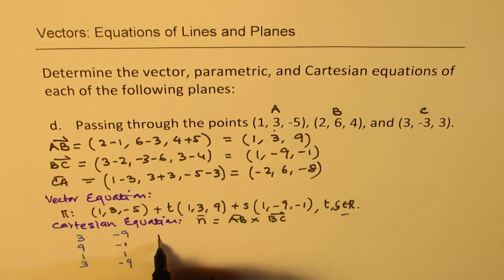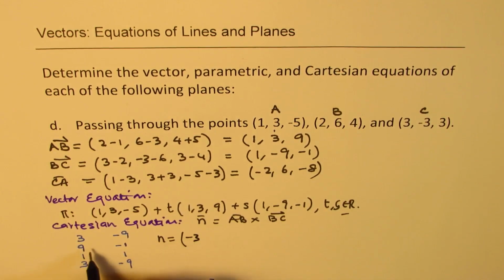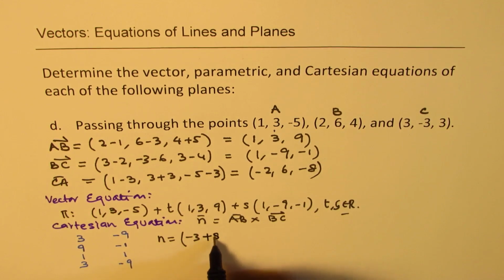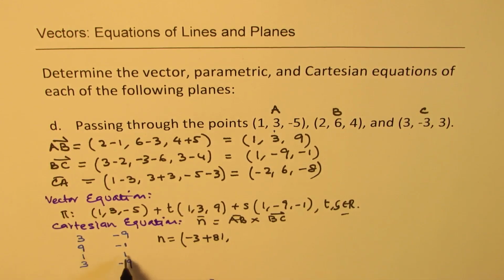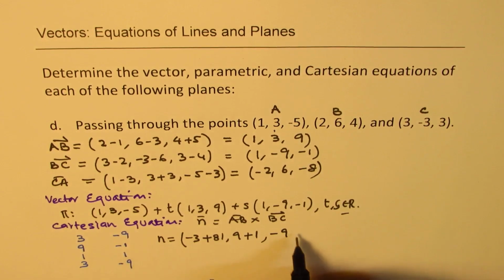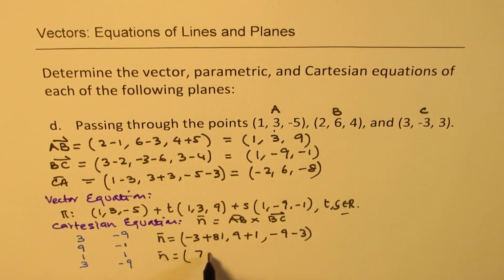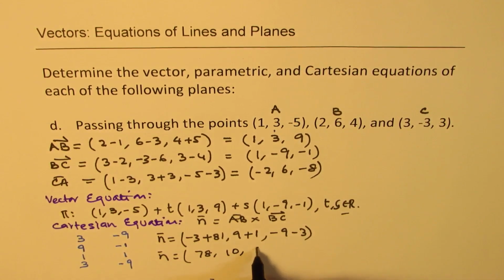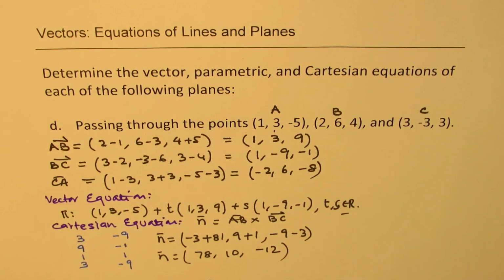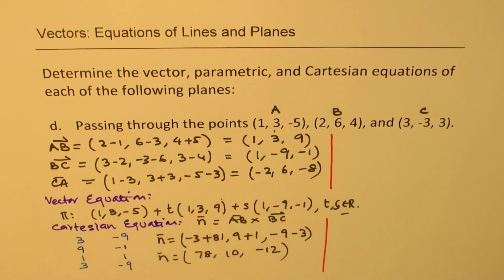So the normal can now be written as, so these are positive, so minus 3 in this case, and this minus and minus becomes plus 81. So we are really getting big numbers. 9 minus 1 becomes plus 1, and this is minus 9 minus 3, correct? So the normal vector here is 78, 10, and minus 12, correct. So let me use this space to complete the vector equation. Parametric equation you can write from here.